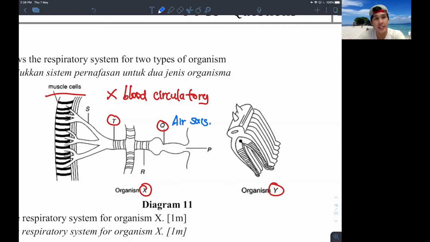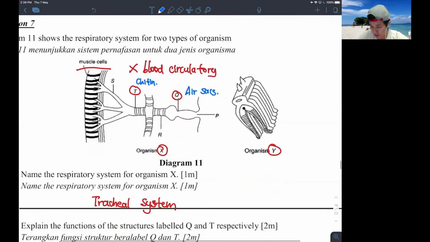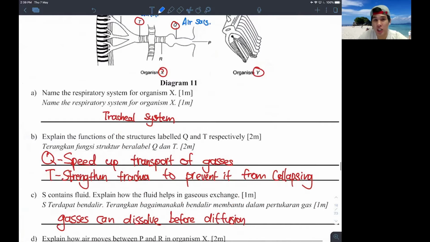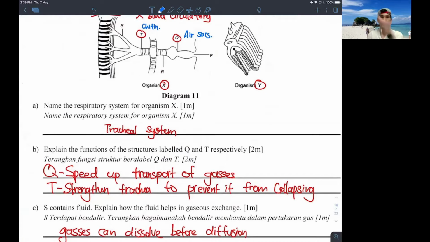What about T? T are the rings surrounding the trachea. What's that called? Yep, it is called the chitin. We call it the rings of chitin. Here I already give you the function, exactly the same as the notes. Q is to speed up transport of gases. Remember, it's like a pump, so when the air passes by, you pump the air. T is to support the trachea, to strengthen it.